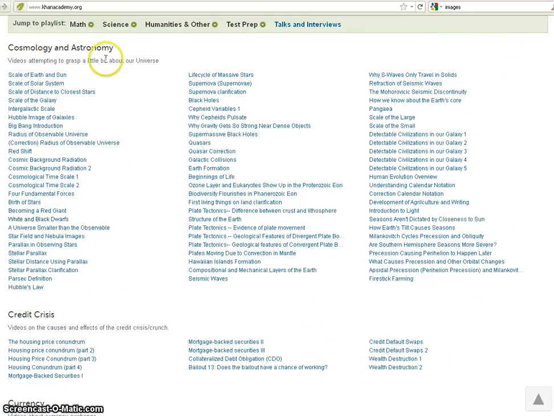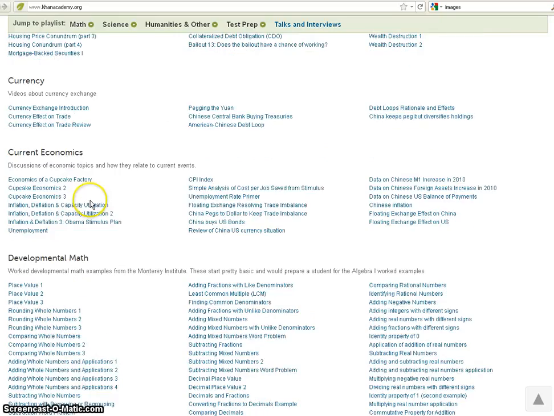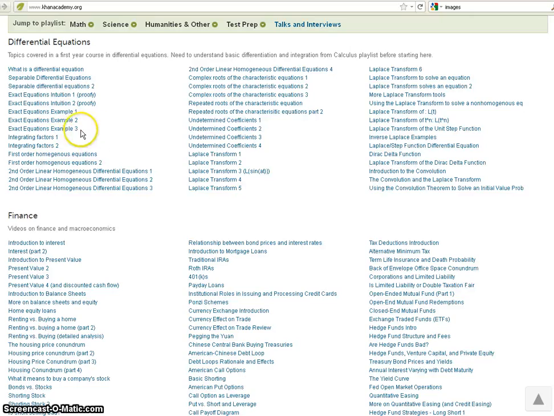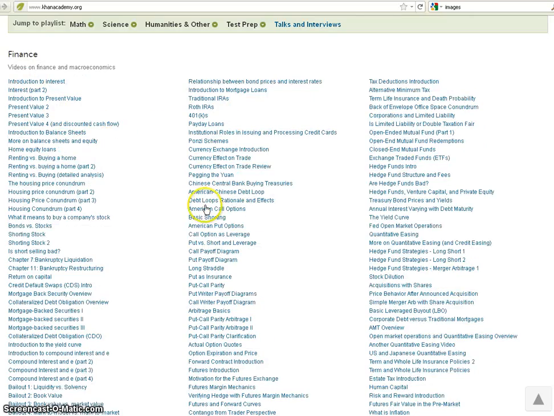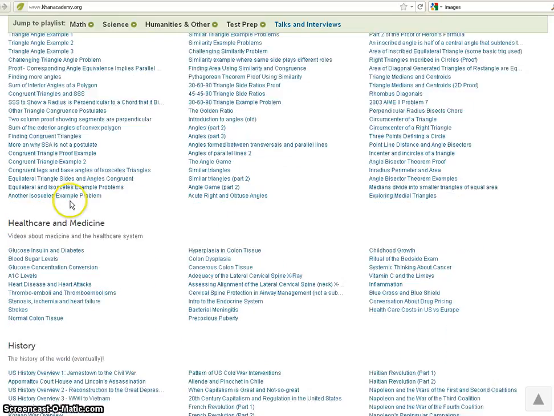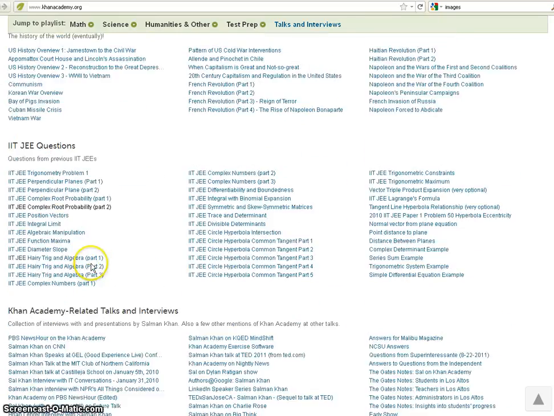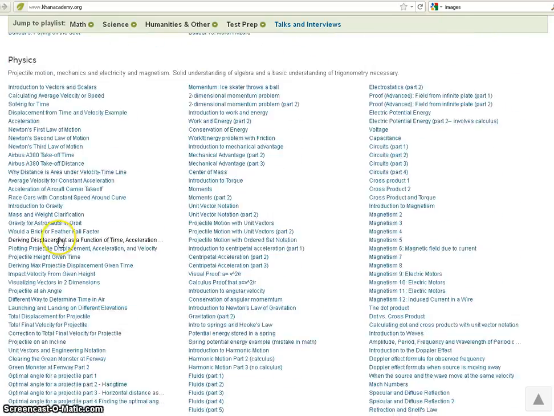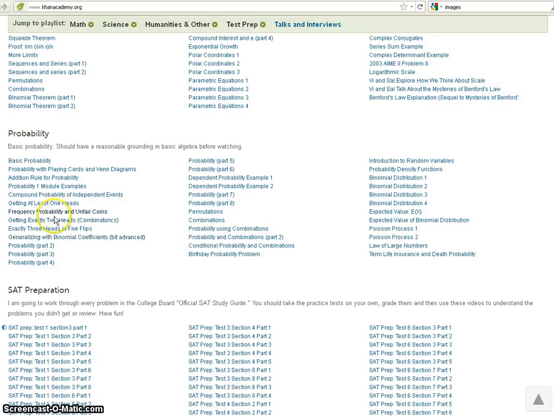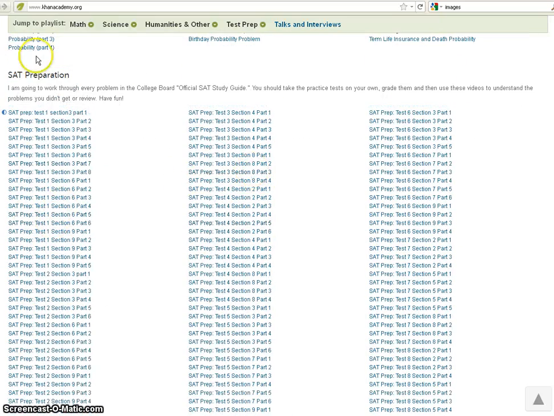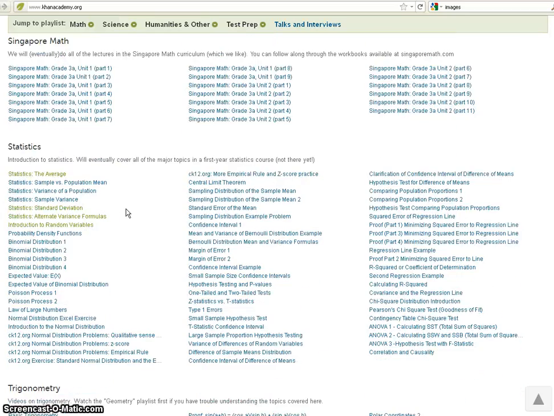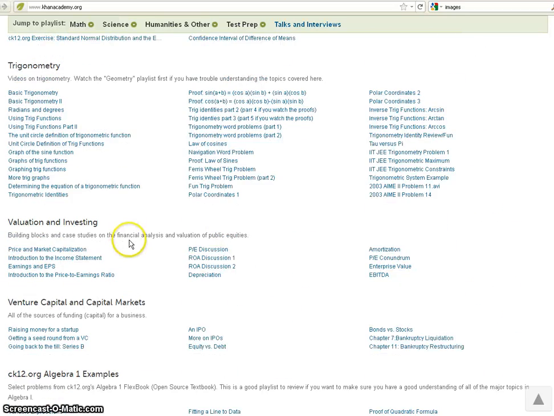chemistry, I love this, cosmology and astronomy, just for a bit of interest, economics, developmental mathematics, a lot more of that, differential equations, once again getting into HL university, finance, geometry, lots of mathematics, healthcare, history, linear algebra, it goes on and on and on, physics, pre-algebra, pre-calc, probability. This is a good one I often refer kids to, SAT preparation, where Sal Khan goes through a lot of the Princeton Review questions. Statistics, trigonometry, it goes on and on and on.